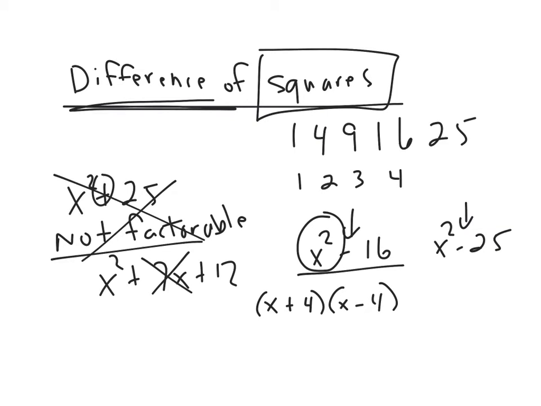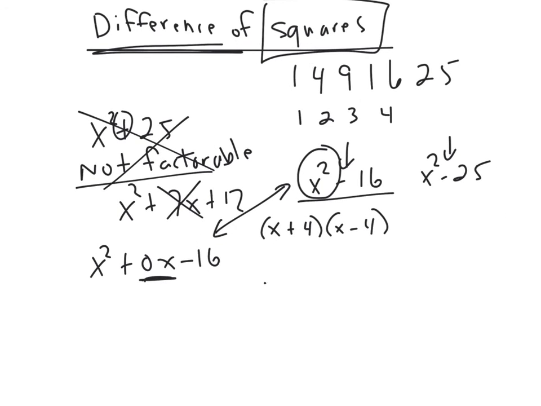Because really what we're saying here is we've got x squared plus 0x minus 16. These are the same thing. And to get 0 for that middle term, if I was going to use the x, I'd have to have 4 and negative 4 to give me this 0, wouldn't I? Okay, so that's why you have to have one of each sign so that that middle term disappears, because there's no middle term here.